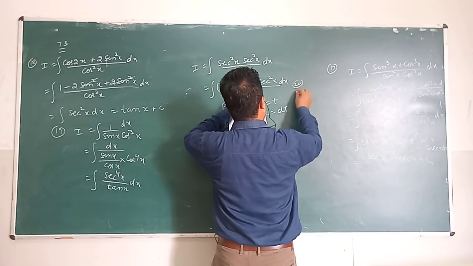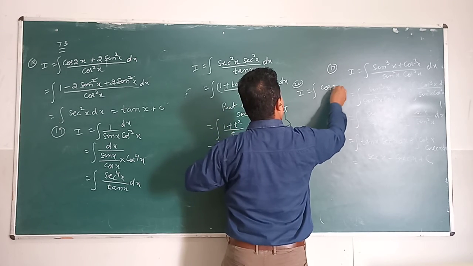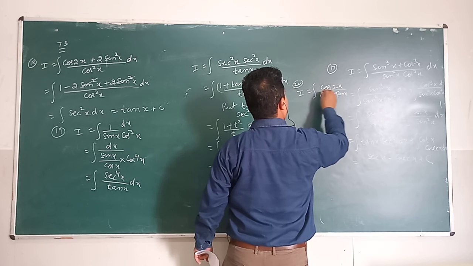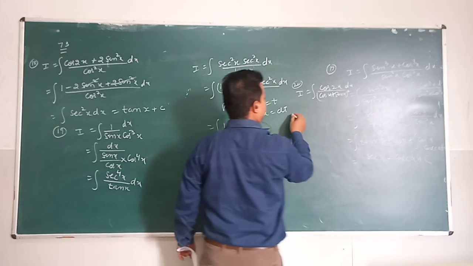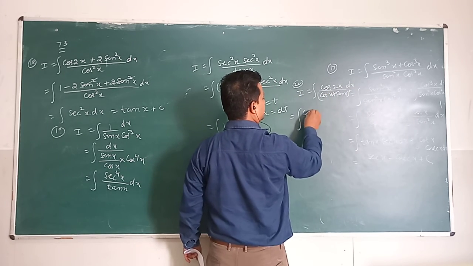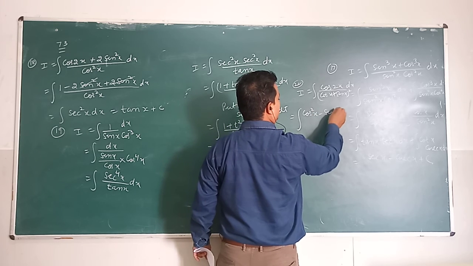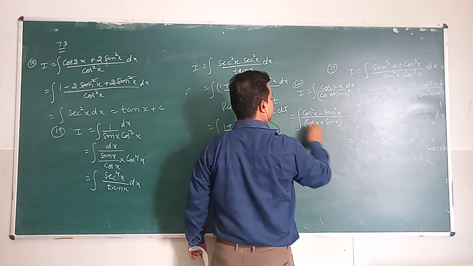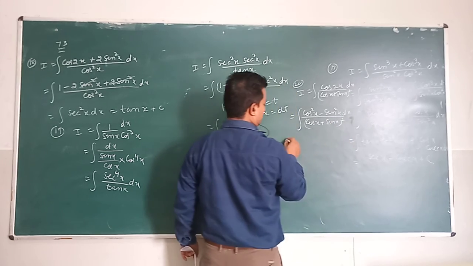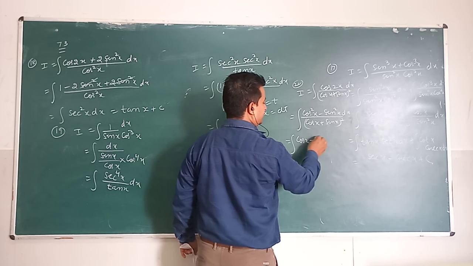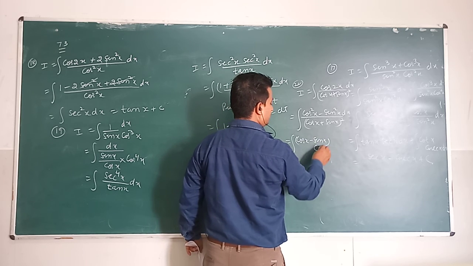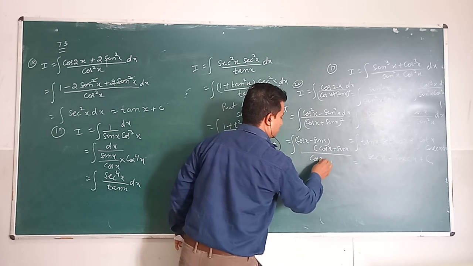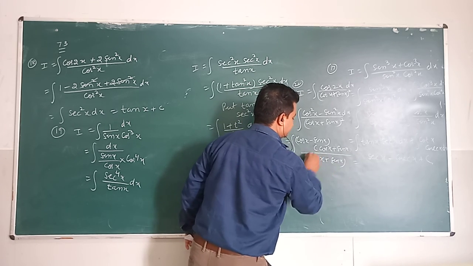In question number 20, the statement is I is equal to cos 2x upon cos x plus sin x whole square. In this question, first we write the formula cos 2x is cos square x minus sin square x, over cos x plus sin x whole square dx. So in the numerator, first we use the identity cos x minus sin x into cos x plus sin x. In the denominator, there is cos x plus sin x whole square.